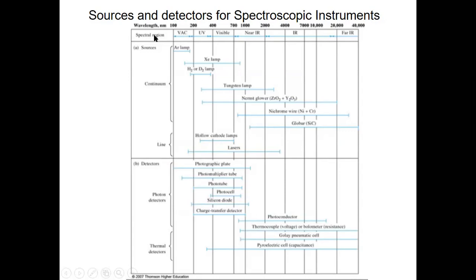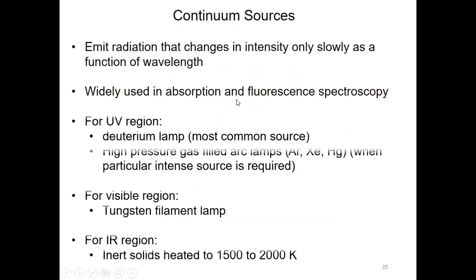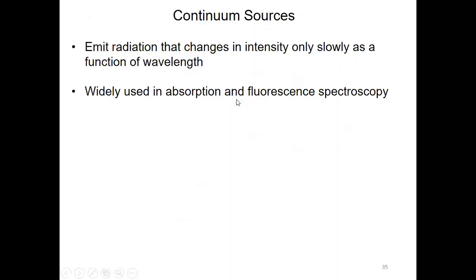And here, these different types of sources, let's discuss in detail. So continuum sources. The continuum sources emit radiation that changes in intensity only slowly as a function of wavelength, right? And they are widely used in absorption and fluorescence spectroscopy.